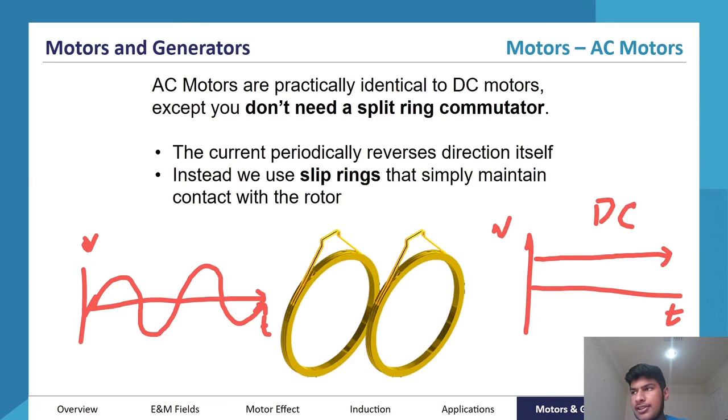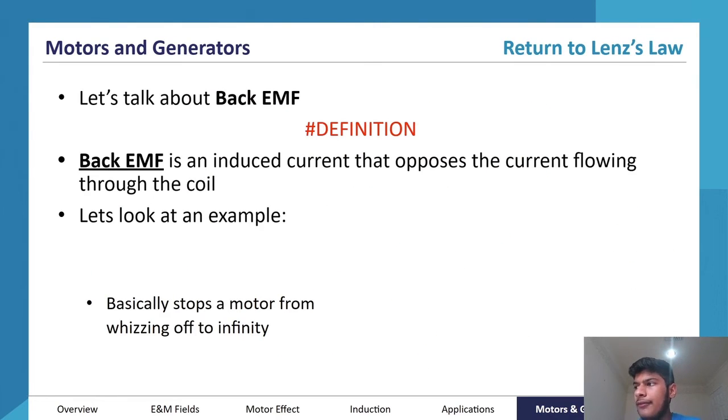Now there is another class of motors called AC induction motors, and we'll talk about that in a bit. But for now, let's jump into something called back EMF. Back EMF is an induced current that opposes the current flowing through a coil. Remember when we talked about EMF and Lenz's law, we talked about how a coil which experiences a changing flux is going to induce a current within that coil.